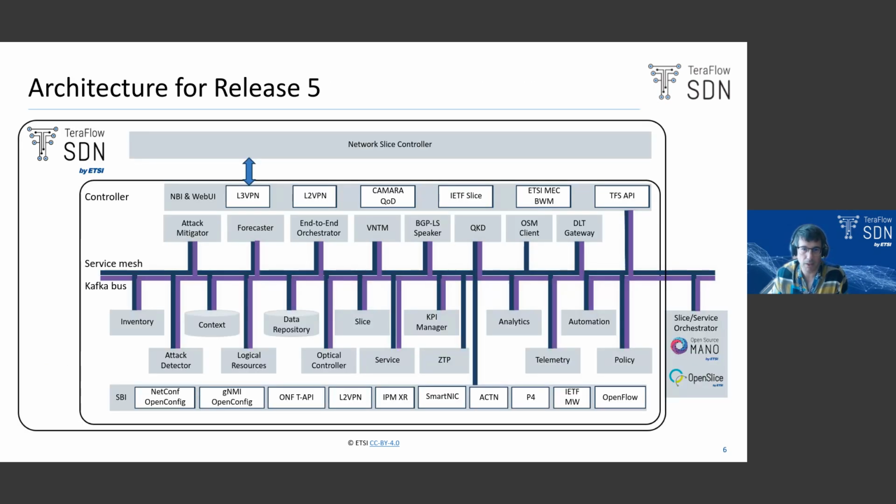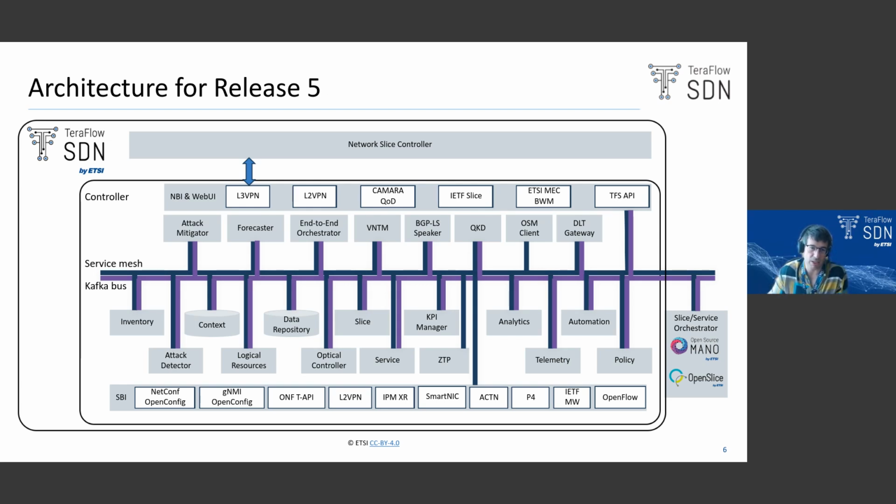We are moving towards this framework that we are presenting today in release 5. The architecture for this release is quite complex. On top of our classical SDN controller, you see a new component, which is the network slice controller. That's a brand new feature that we will talk about later, but it basically fits the network into the 3GPP world. The IETF slices are translated towards the needed connectivity services that TeraFlowSDN is able to handle.